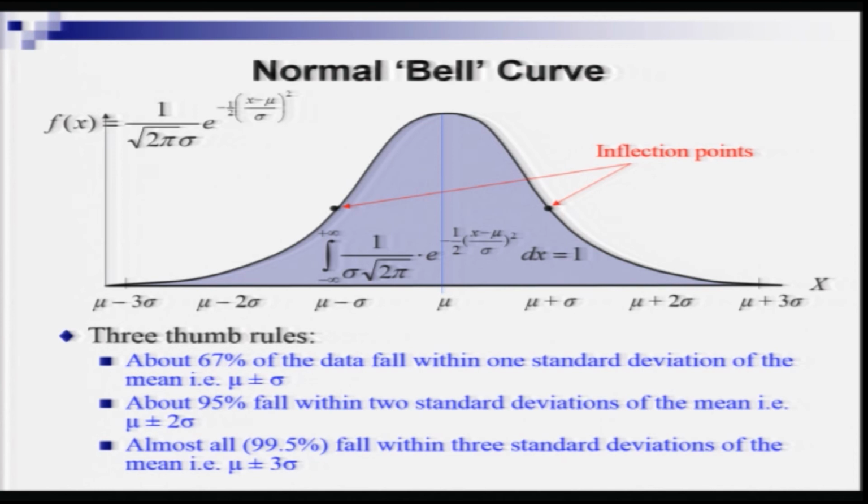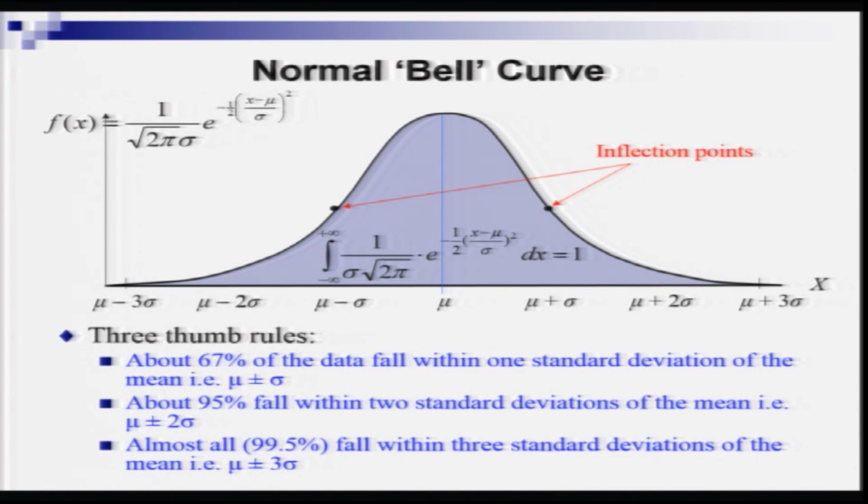So, basically if I draw two parallel lines or perpendicular lines at values mu minus sigma and mu plus sigma, the inflection points, then 67% of data actually will fall in that bounded region. So, that implies that if the continuous random variable x follows a normal mu sigma square distribution, then the probability that a value of x will fall between mu minus sigma and mu plus sigma is 0.67.